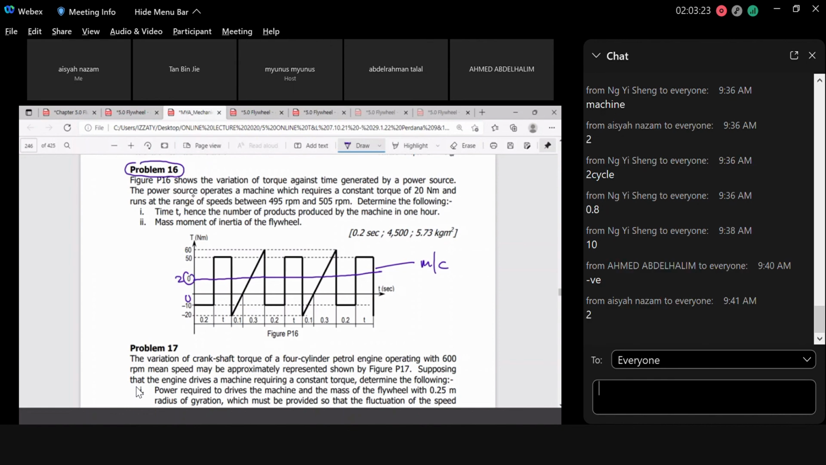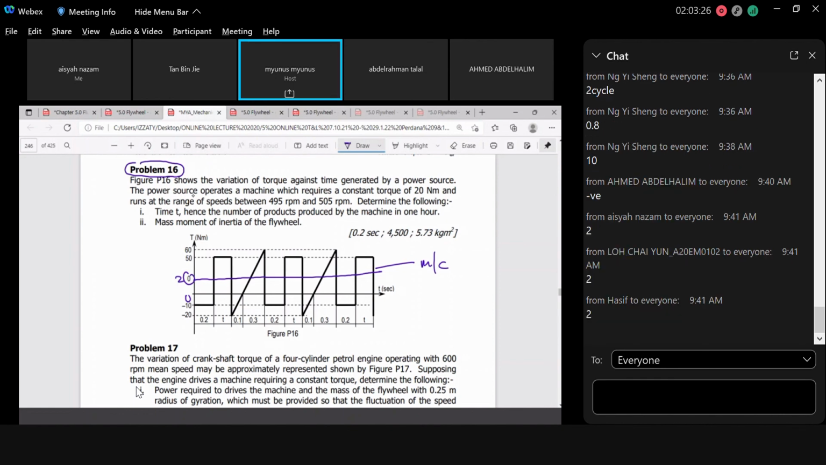Any cycle? Two cycle, yes, two cycle. So where will the one cycle end or stop? For one cycle, where will it stop? Point 3, yes, correct. It will stop here. So you will have two more cycles stop there. So look at here. This is the conclusion. So after all, it will start doing the same parameter.